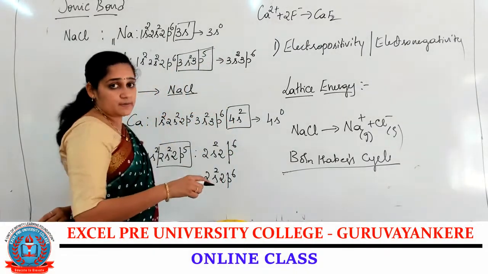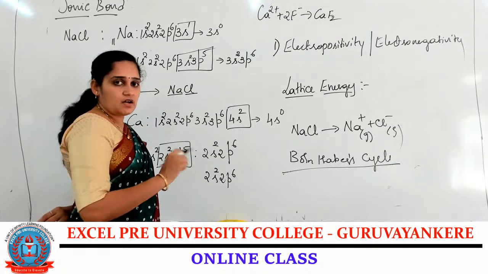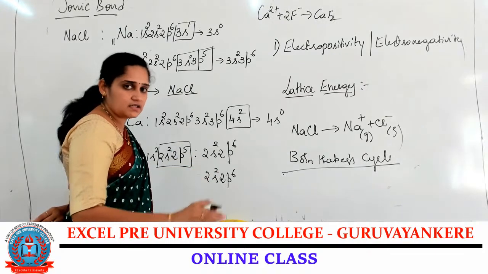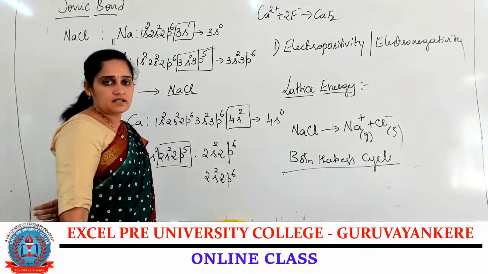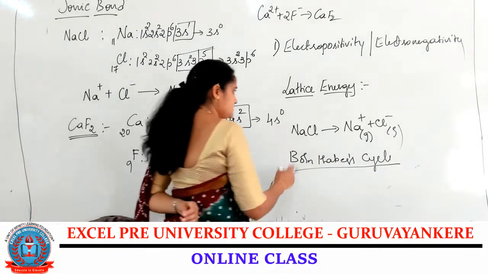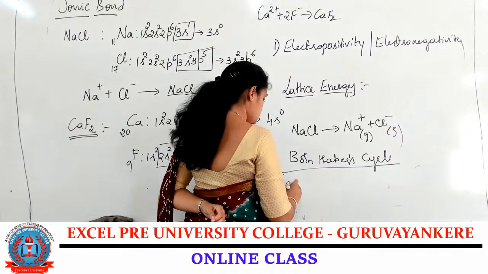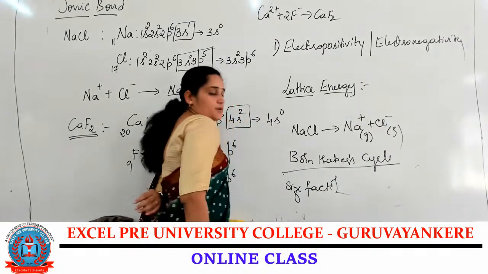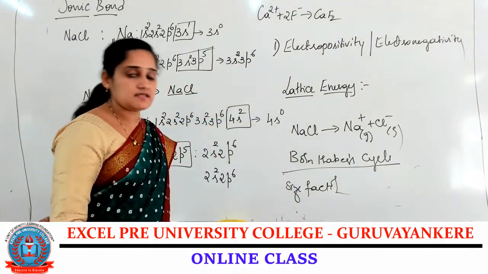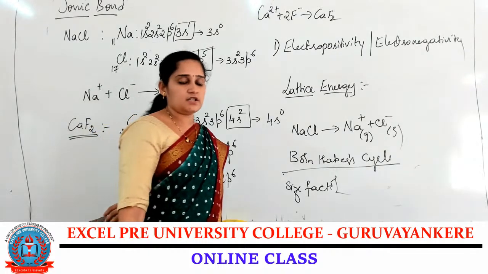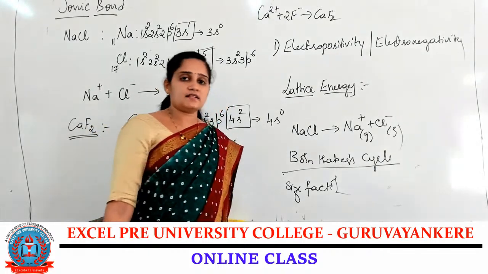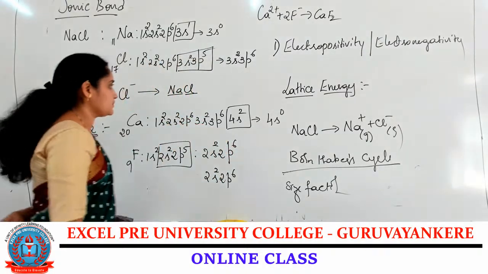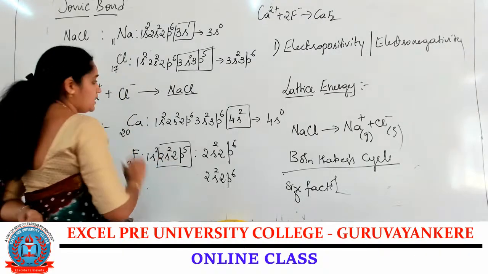I am not going to explain the Born-Haber cycle again, because I have already explained it in detail in the thermodynamics chapter. Go through that again and understand it very well. And this lattice energy depends upon the size factor, isn't it? The greater the size of the cation and anion, the lesser the lattice energy. The smaller the size, the greater the lattice energy. So that is about the lattice energy and the ionic bond.